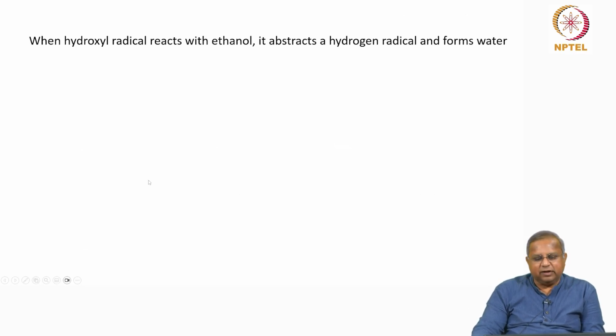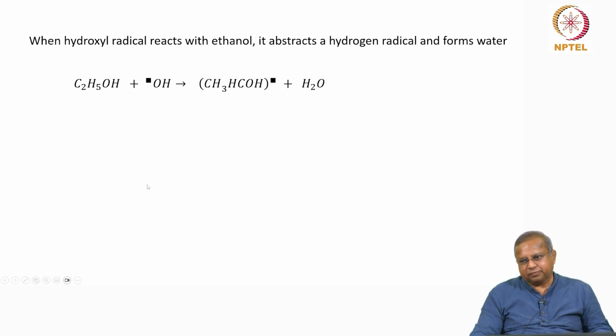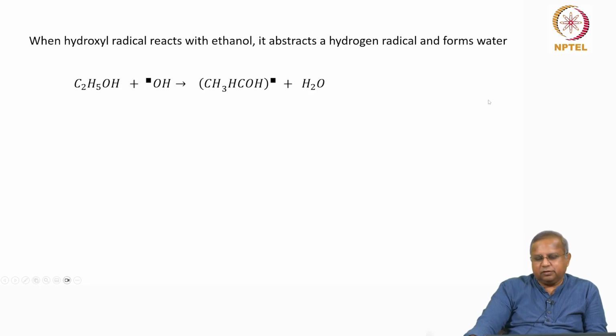Okay, so let us look at some of these. When hydroxyl radical reacts with ethanol, it abstracts a hydrogen radical and forms water. For example, ethanol plus hydroxyl radical gives you this radical and water. I just want you to follow it. If you want to write down, fine, but just following it is good enough.